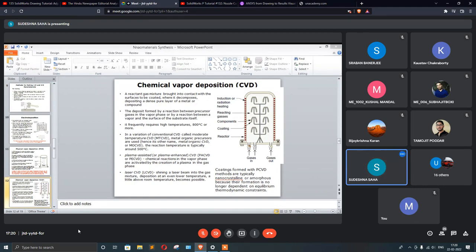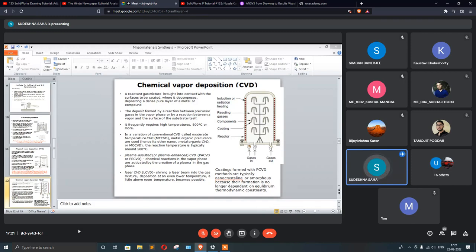So actually, there are conventional CVDs, and there are new techniques coming up with time, which are moderate temperature CVDs, known as MT-CVD, where metal organic precursors are used and the temperature becomes as low as 500 degrees Celsius. And if the chemical reactions in the vapor phase are activated by the creation of plasma, then that process is known as plasma assisted CVD.